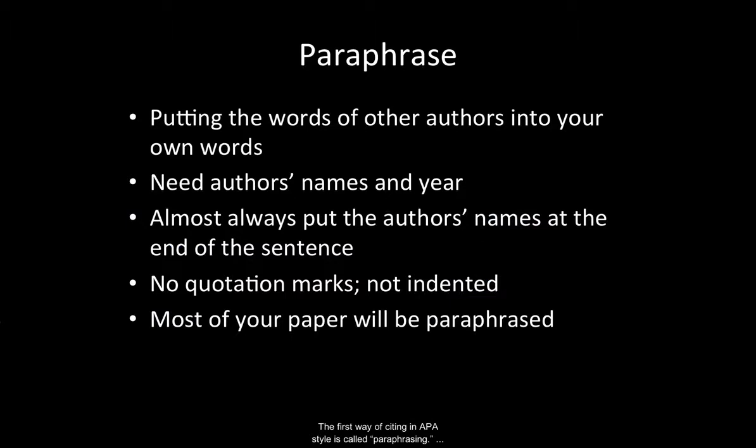The first way of citing in APA style is called paraphrasing. Paraphrasing is defined as putting the words of other authors into your own words. You will need the author's last names and the year, but not the page or paragraph number. In paraphrasing, you will almost always put the author's names at the end of a paraphrased sentence. There are no quotation marks and a paraphrase is not indented. Most of your APA-style research papers should be in the paraphrased format.